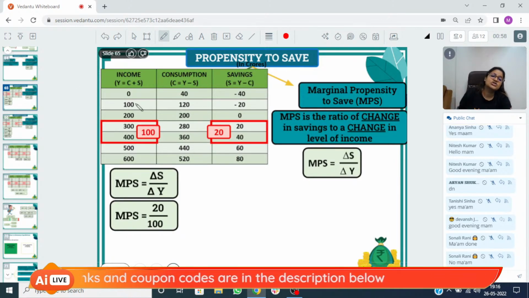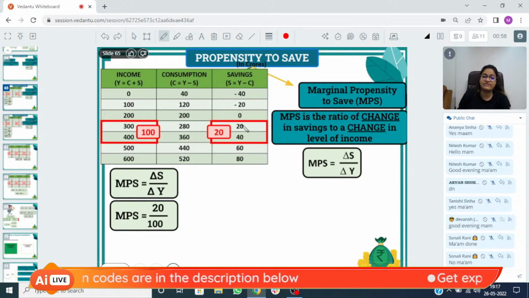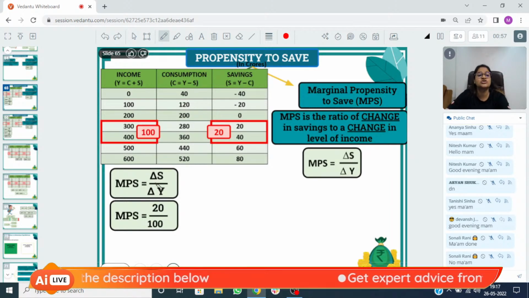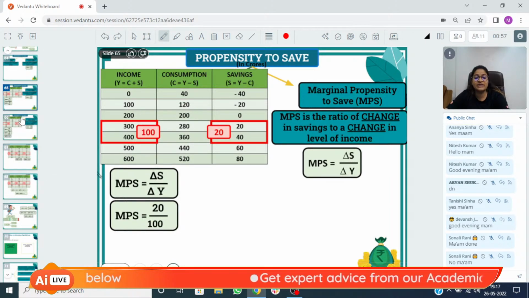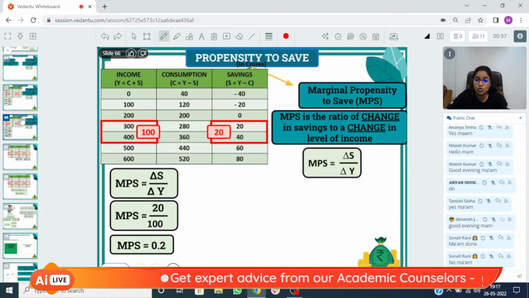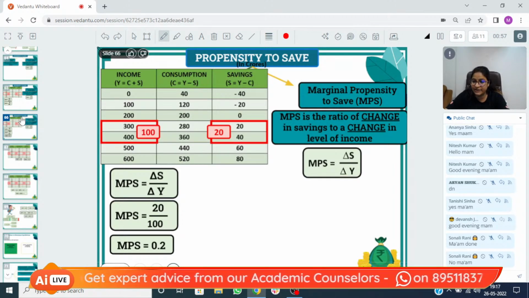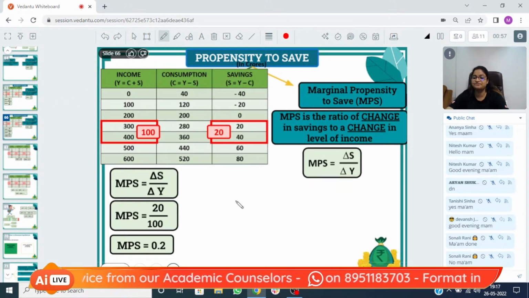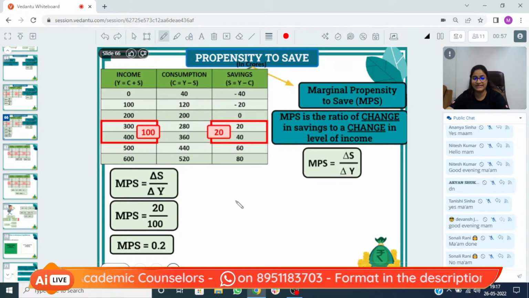Now, how do we calculate the marginal propensity to save? Same method, change in income and change in savings. The formula is change in savings upon change in income, which will give us the answer as 0.2 for a spendthrift, 0.8 for a miser.